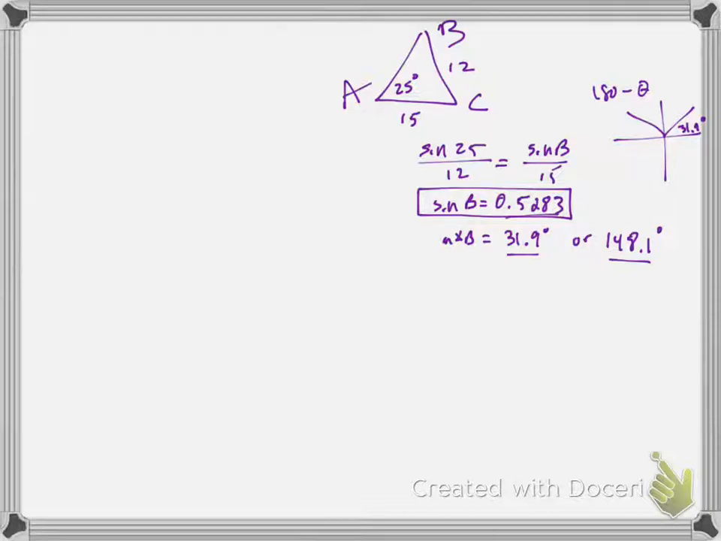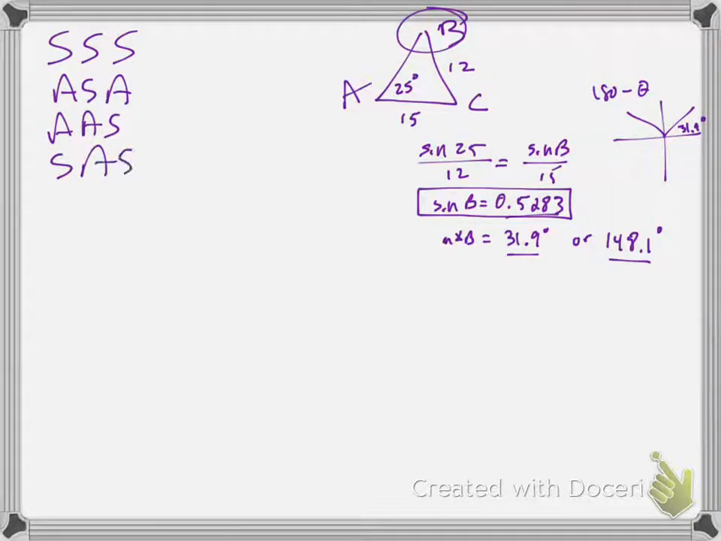Well, to understand why angle B is allowed to be two different angle measures, we've got to go back and think about how we proved triangles congruent in geometry. We had our shortcuts: side, side, side, angle, side, angle, angle, angle, side, and side, angle, side. And what these four shortcuts told us was that if side lengths or angle measures were fixed in a certain position, then there's only one way to make a triangle like that.